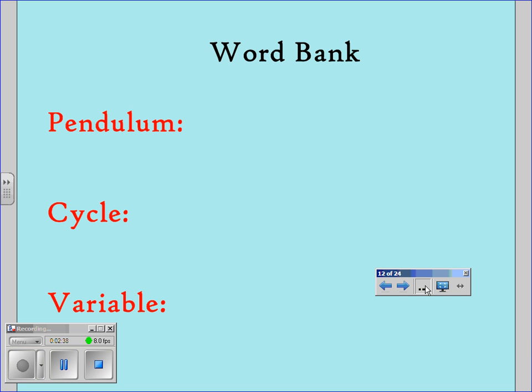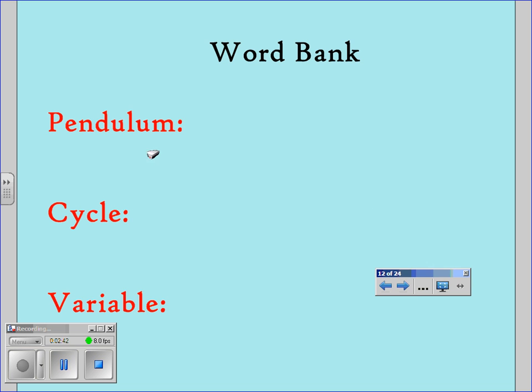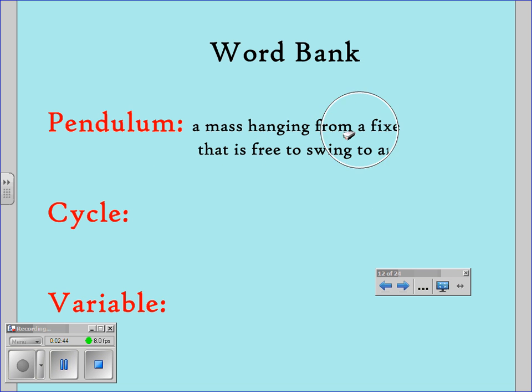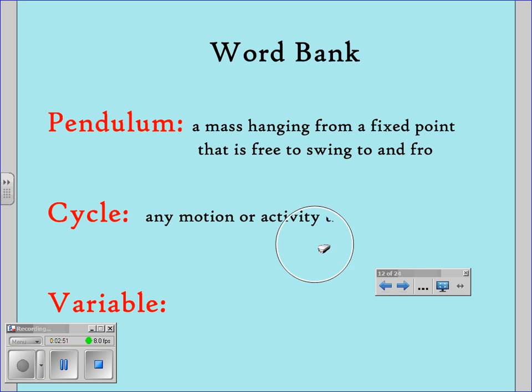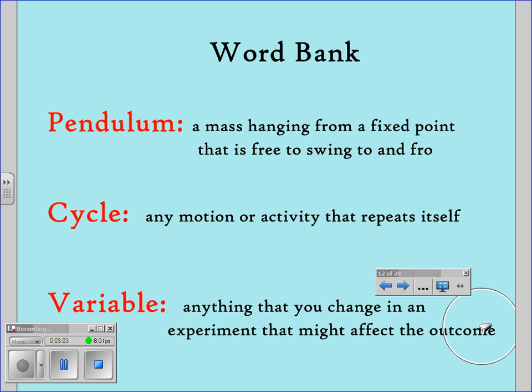So then we went into our word bank. We looked at the word pendulum again, which is a mass hanging from a fixed point that swings to and fro. We then talked about a cycle. A cycle is any motion or activity that repeats itself. The cycle in this lab would be the swinger coming back and forth, swaying back and forth. And finally, the word variable is anything that you change in an experiment that might affect the outcome.